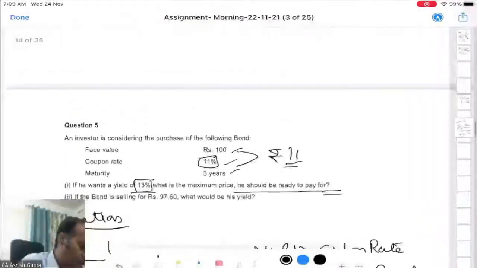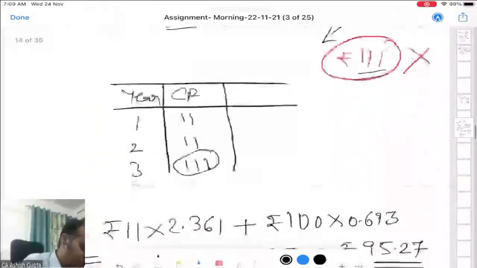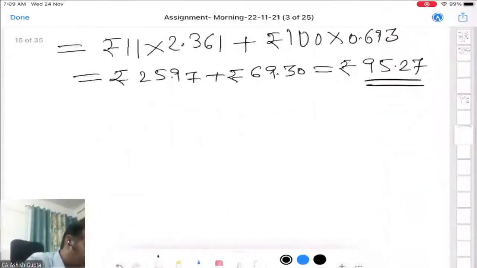Now here, another part says that if the bond is selling at 97.60, then what would be its yield? So we can solve it anyway. Either we can use the shortcut. There is one shortcut method that I will also discuss with you, that we normally follow at our intermediate level. So let us calculate the yield.